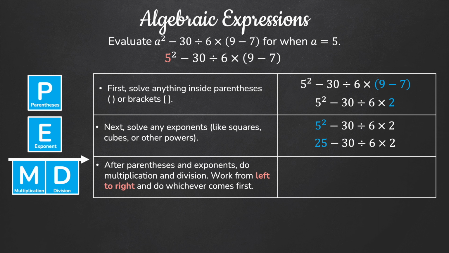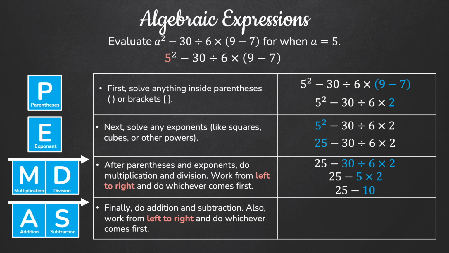For multiplication and division, it does not matter which one comes first, as long as we're solving it from left to right. And in this case, we do have both of them, but division does come first. So we're going to go ahead and do that first. So 30 divided by 6 is equal to 5. So we're going to substitute that for 5. And then we're going to multiply by 2. And 5 times 2 is equal to 10. So now we have 25 minus 10.